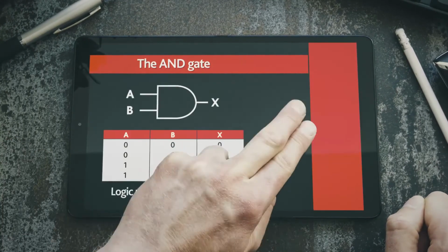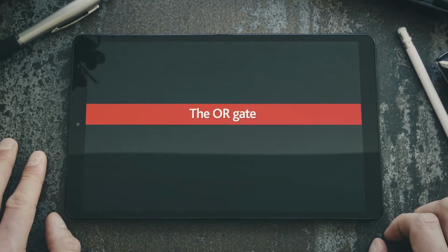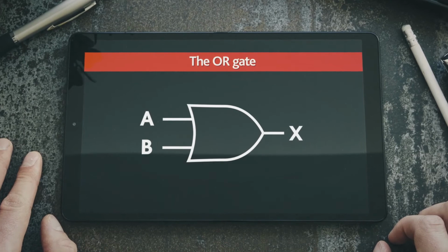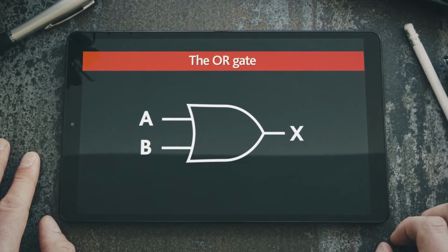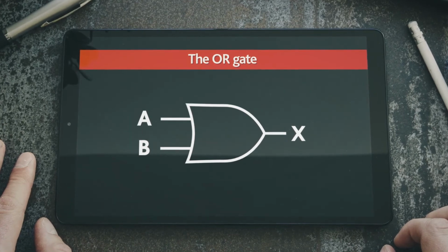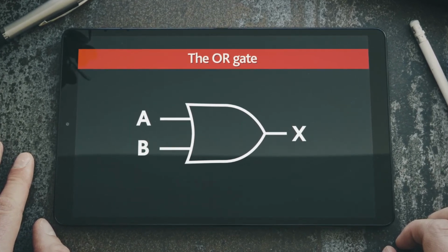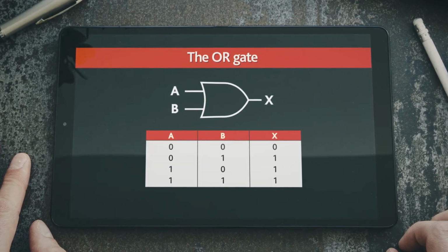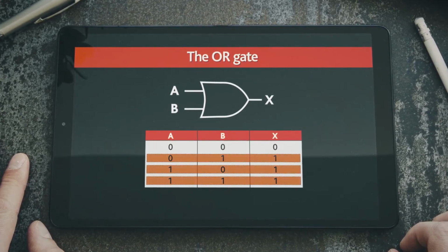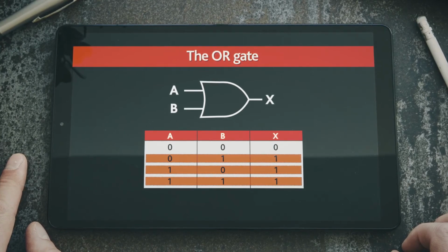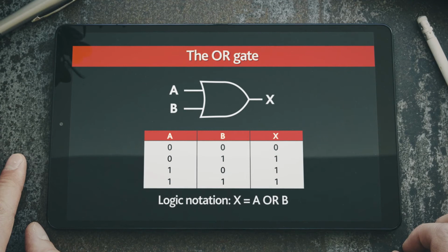Okay, let's have a look at the OR gate. An OR gate has at least 2 inputs. The output has the value true when either the first input or second input, or any other input or combination of inputs, has the value true. In other words, when one or more of its inputs has the value true. This can be seen in the truth table here, when the output has the value true in all cases except for when both inputs have the value false. The logic notation for this gate is shown here.